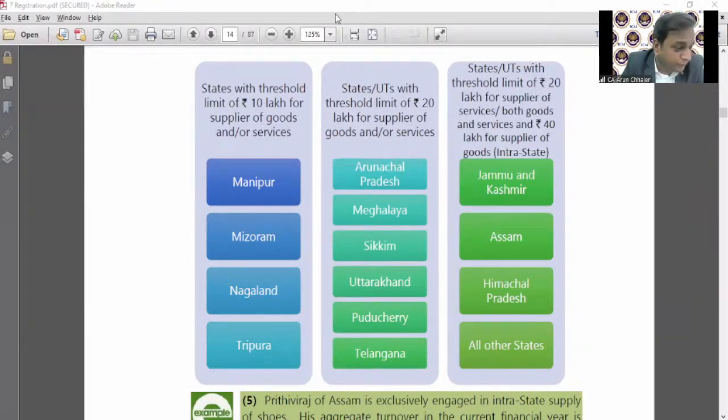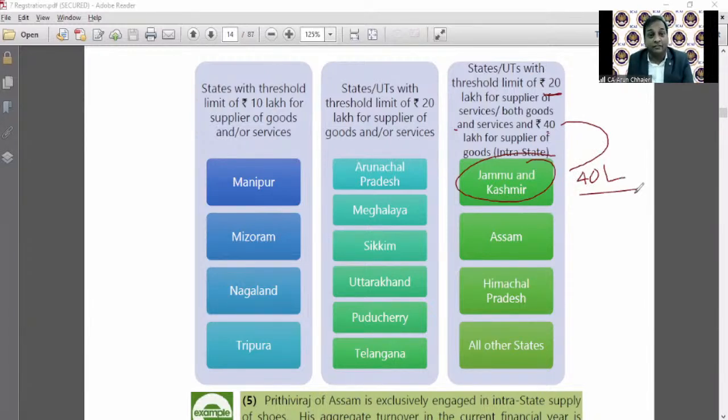Rupesh, not opt means. Thank you, Tirumalaji. And is it 20? Is it 40? Confused. Why confused? Normally, for Jammu and Kashmir, if I am exclusively in goods, the limit would be 40 lakhs. No doubt about that. Then why am I saying he has to take registration?